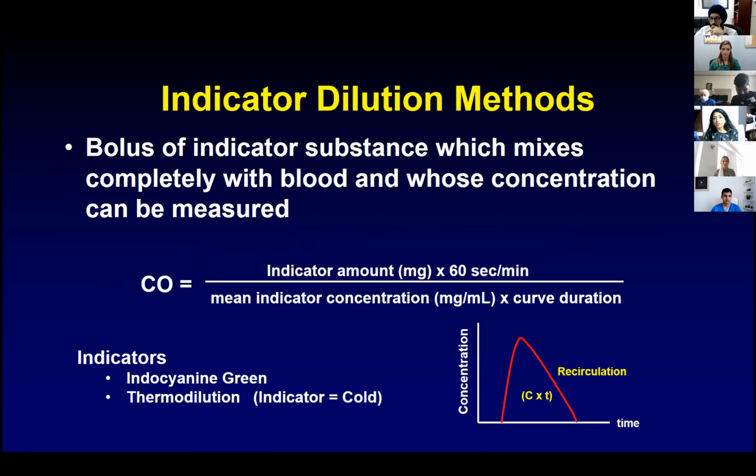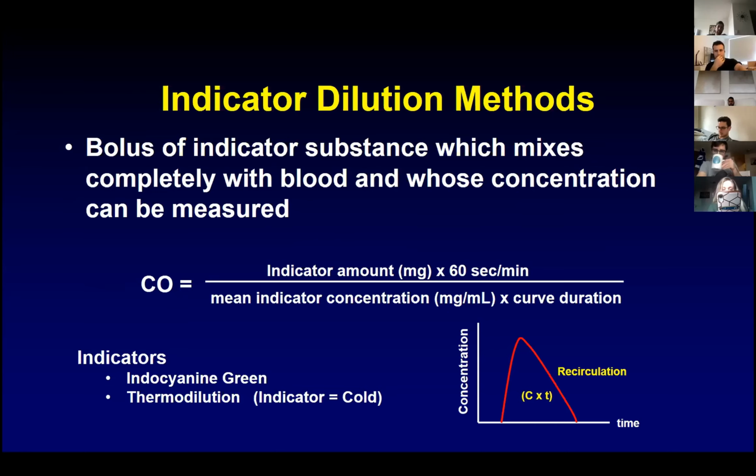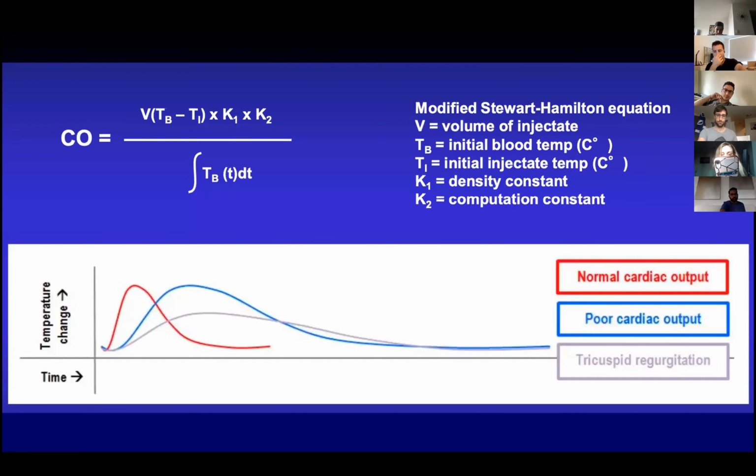The indicator dilution method uses a slightly different way of calculating the cardiac output, but is a similar principle. Basically, a bolus of an indicator substance mixes with the blood, and then we measure the concentration of that substance. The concentration of that substance over time will tell us how much blood is flowing. You can either use a dye, or in the thermodilution method, we use cold temperature. So what you get are graphs sort of like this.